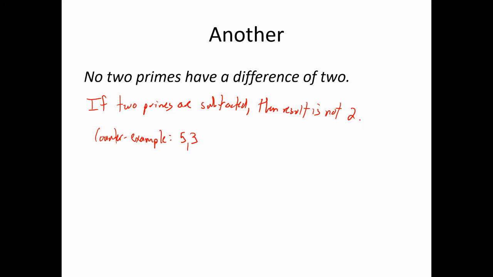And when we subtract them, the difference is 2. So these are 2 primes, and let us say that we subtract them, and the result is 2. So the given is true and the conclusion is false.